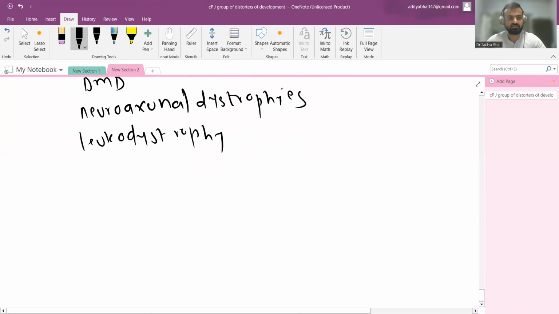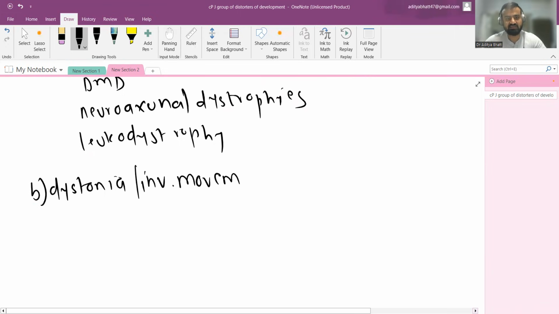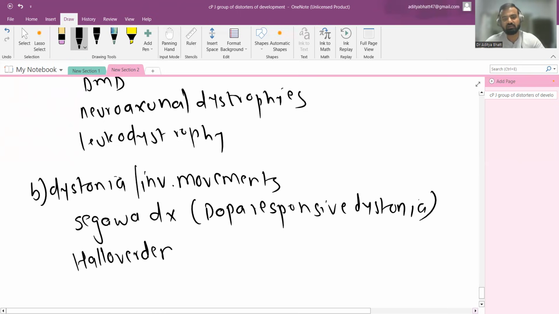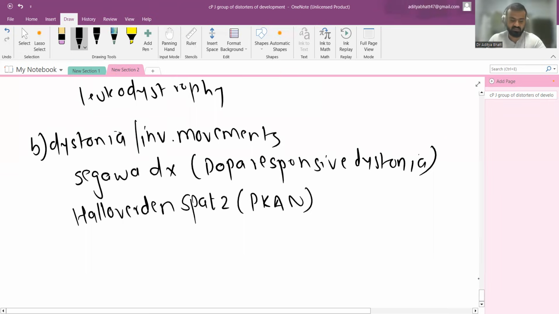If there is presence of dystonia or involuntary movements, if there is a history of the same, you have to first rule out Segawa disease. Segawa disease is a dopa-responsive dystonia. Then Hallervorden-Spatz disease, eye of the tiger appearance, where there is iron deposition in the basal ganglia. Hallervorden-Spatz disease is known as pantothenate kinase associated neurodegeneration, PKAN. Okay, it is Hallervorden-Spatz disease, eye of the tiger appearance.